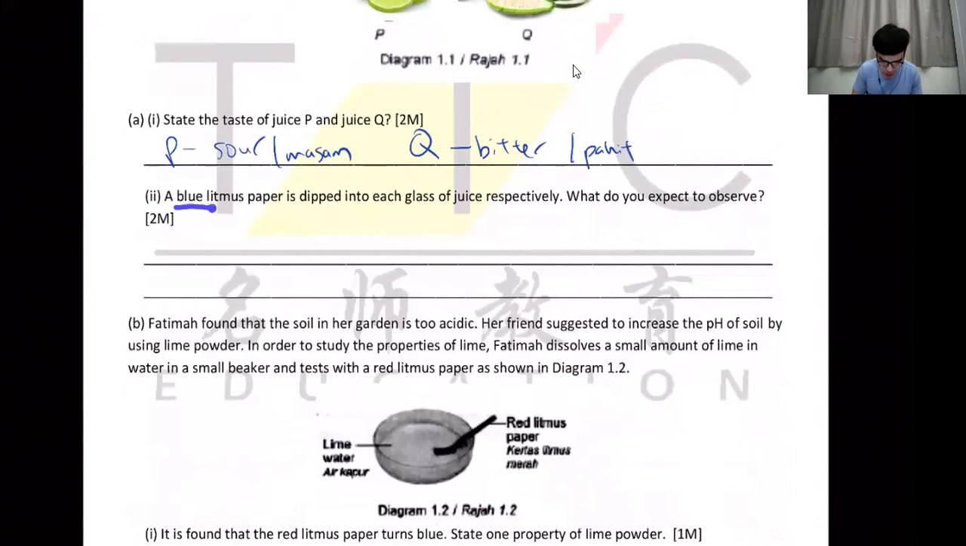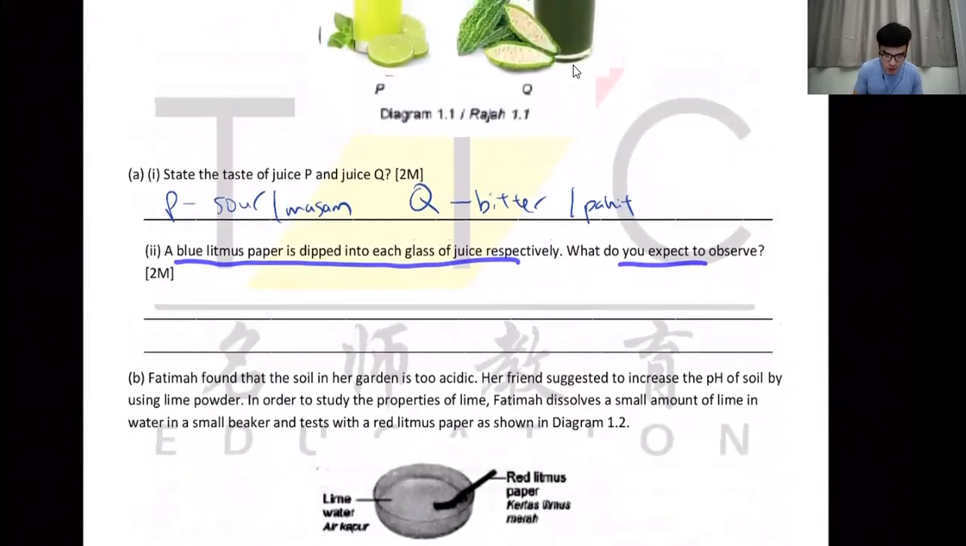So next, a blue litmus paper is dipped into each glass of juice respectively. What do you expect to observe? So when you have blue turning to red, that means it's sour. That means it's acid. So only P will change color. So for P, it changes to red.